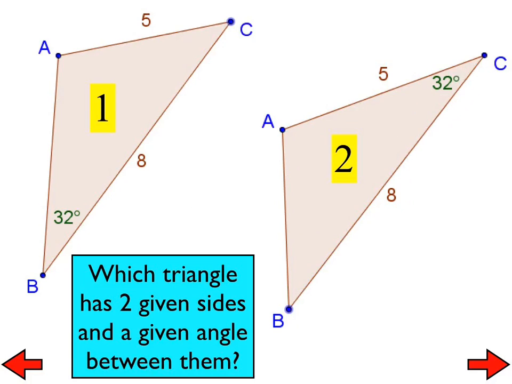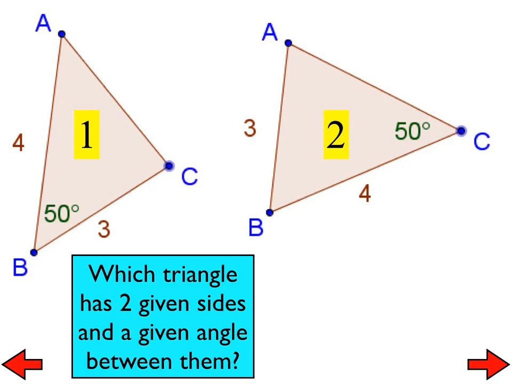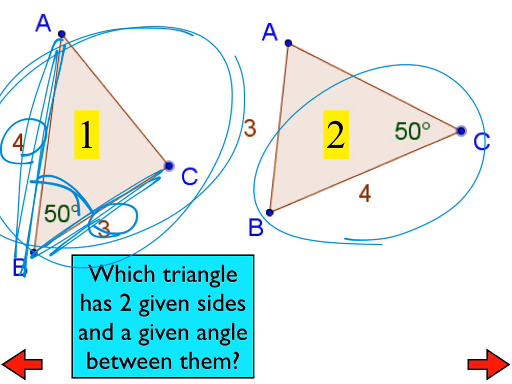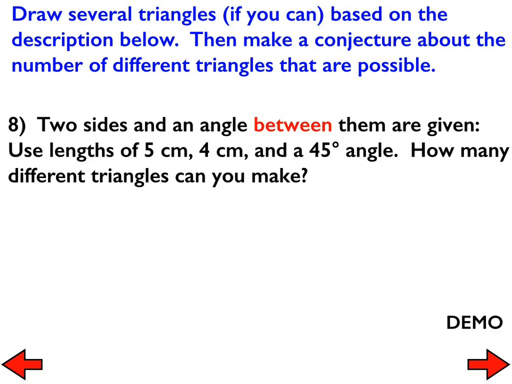Let me give you another one just to make sure we got it down. Raise your hand if you can tell me which of those 2 is a picture of 2 given sides and an angle in between them. And I'm asking this because in number 8, that's what your picture needs to look like. 2 given sides with an angle between them. Stefan. It is number 1, because right here, this is a given side, that's a given side, so those are the sides with the angle in between them. This is not that situation, so this is the one that looks like that. So when you draw your picture in number 8, that's what you're trying to deal with. 2 given sides of 5 centimeters and 4 centimeters, and an angle in between them that is 45 degrees.